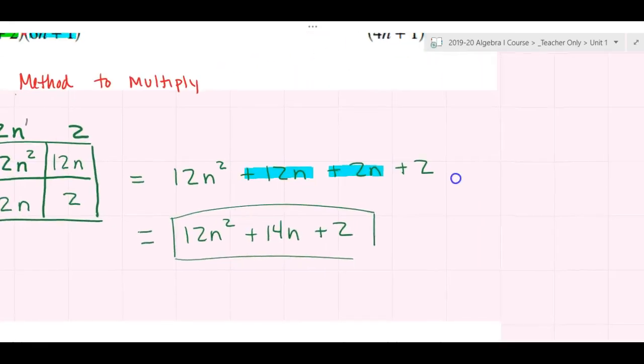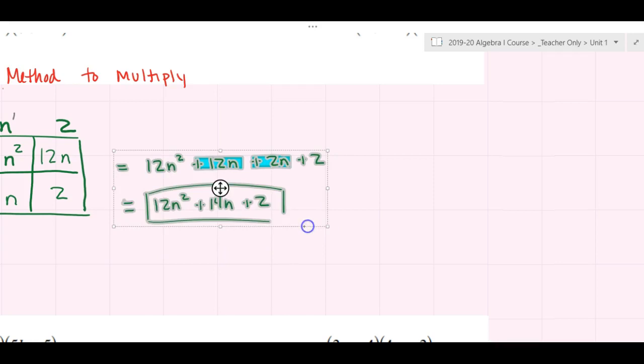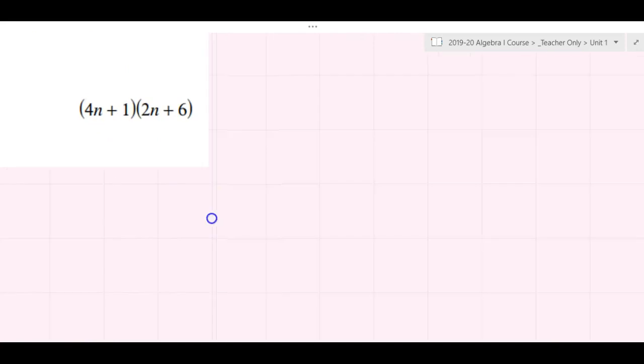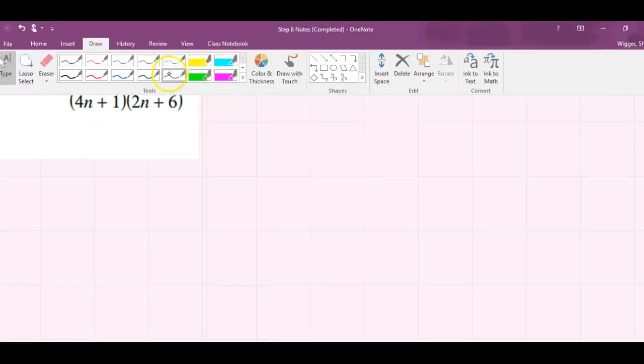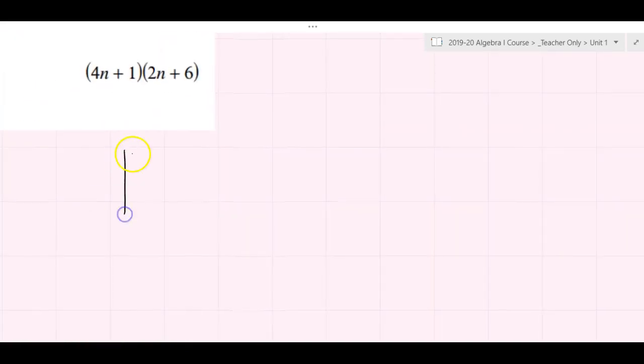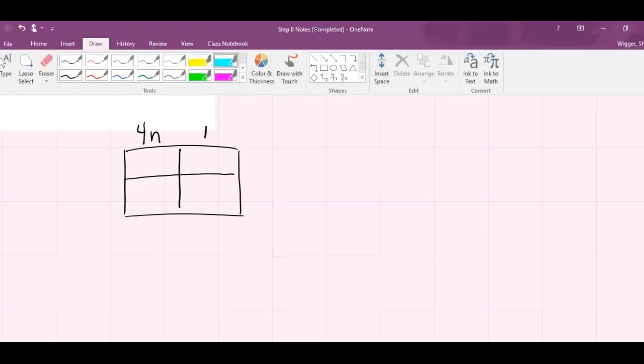Let's try another one. So I'm gonna start with my box. I have a 2 by 2, so I need 2 terms along the top, 2 terms along the side. So the first one needs to stay together. Whether you put it along the top or along the side is up to you, but the 4n and the 1 need to stay together. And the 2n plus 6 need to stay together.